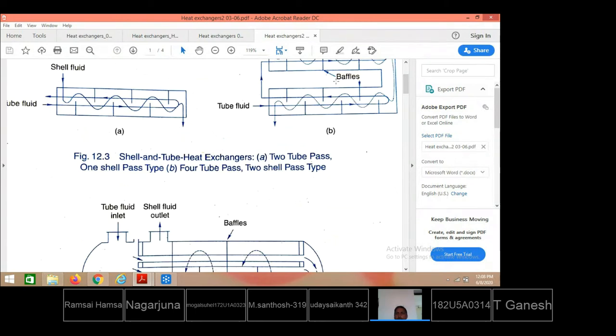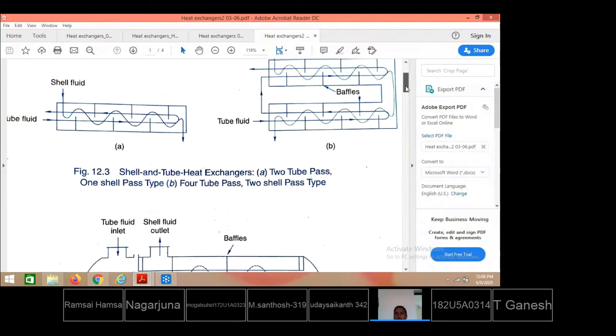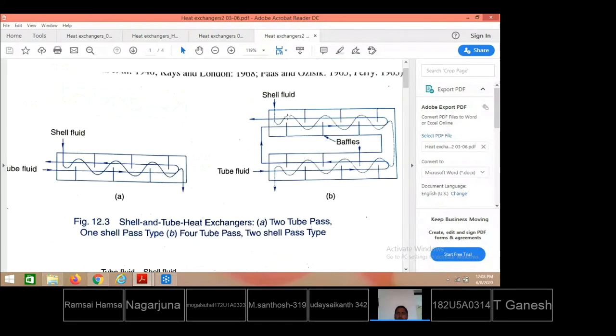If even more heat is to be dissipated from the same location, then we use two shells, and in each shell again two turns are taken by the tubes. So the overall configuration is called a two shell four tube pass heat exchanger. Two shell four tube pass. In the same length, the tubes have taken four times the turns, four times the length. So this is what we call two shell and four tube passes.